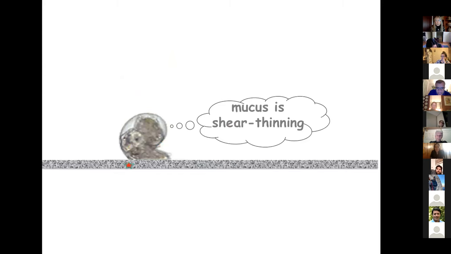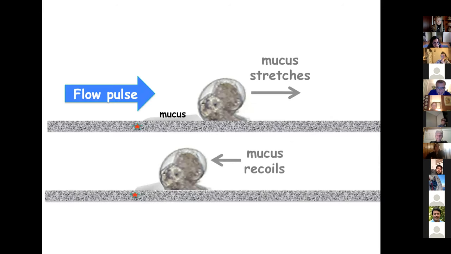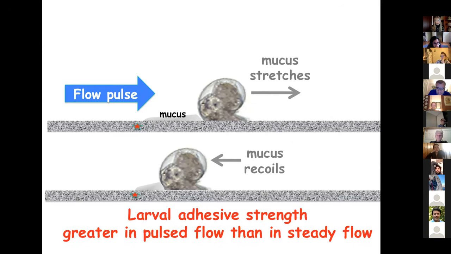However, mucus and a lot of other biological glues are shear thinning, which means at low shears, they behave like an elastic solid, and they have to be sheared a great distance before they become a fluid. And so if we do a realistic flow pulse, what we find is the mucus stretches in the pulse, and then the mucus is like a bungee cord, and it recoils after the pulse is over. And so we find larval adhesive strength in pulse flow is much greater than in steady flow.